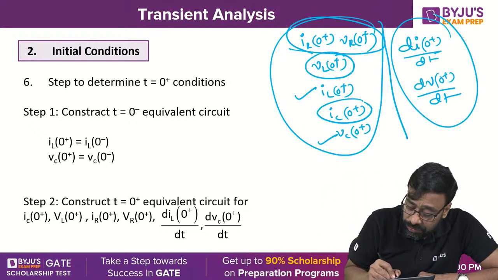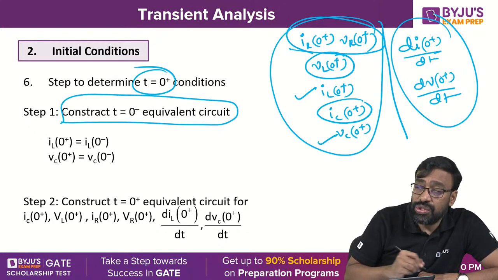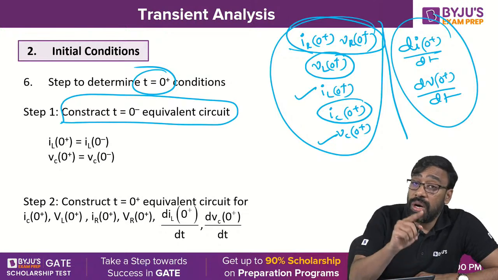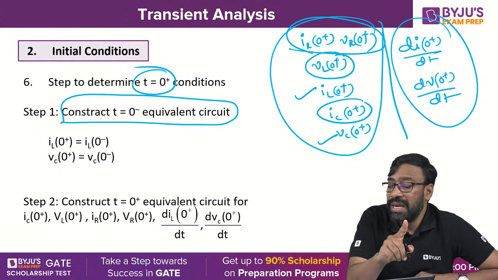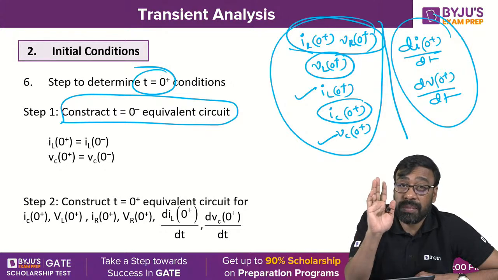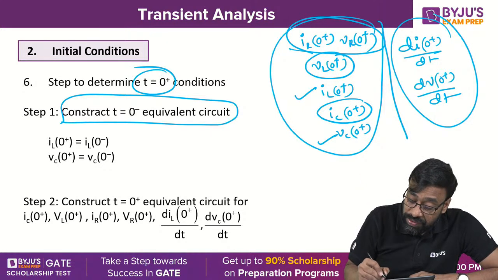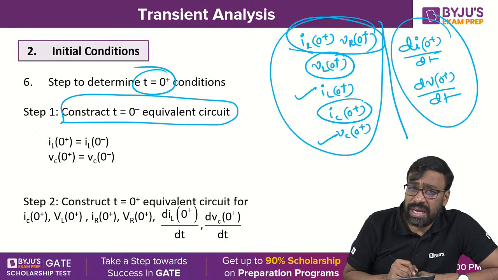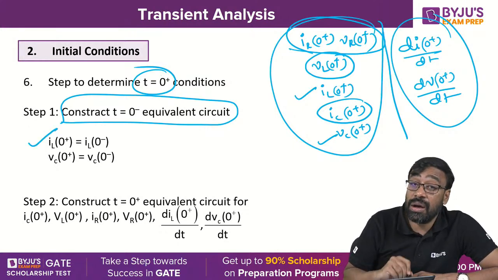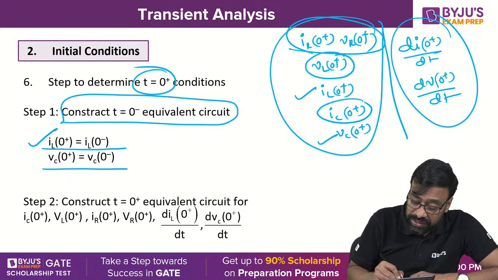The first step is, first you construct the t equal to 0 minus equivalent. Because if you want t equal to 0 plus conditions, you must know what was the current flowing through the inductor at t equal to 0 minus, and also what was the voltage across the capacitor at t equal to 0 minus. These two are very, very important quantities in step 1. You understand, all of you? Now, when you find IL of 0 minus and VC of 0 minus, you can immediately conclude that IL of 0 plus is equal to IL of 0 minus, and VC of 0 plus is equal to VC of 0 minus.